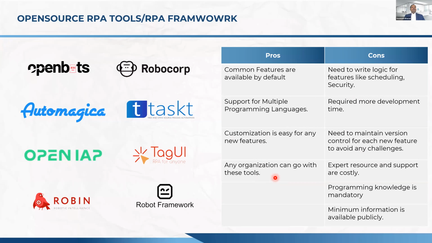Any organization can go with these tools, but expert resources and support are costly because these are open source and we need an expert in .NET or C# or Python languages. So we need to spend on the resources. Programming knowledge is mandatory and minimum information is available publicly. So maybe you need to connect with their team, like the Robocorp team or OpenBots team, and they will help you to implement that particular feature.